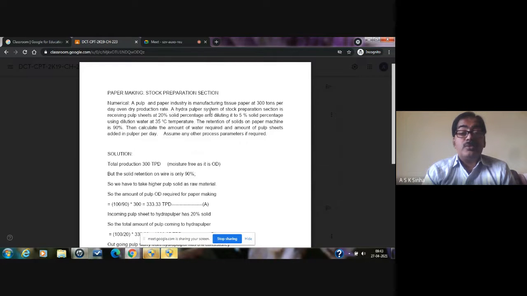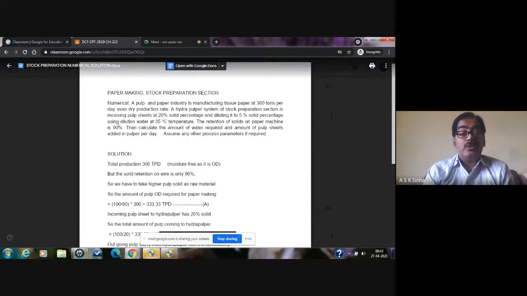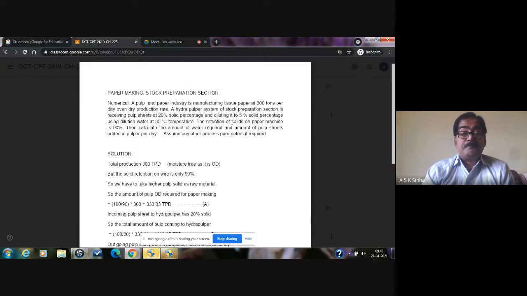A Hydra pulper system of the stock preparation section is receiving the pulp sheet at 20% solid percentage and diluting to 5% solid percentage using dilution water. Again, the retention is given. The retention of the solids on the paper machine is 90%. Then calculate the amount of water required and the amount of pulp sheet added in the pulper on a daily basis.